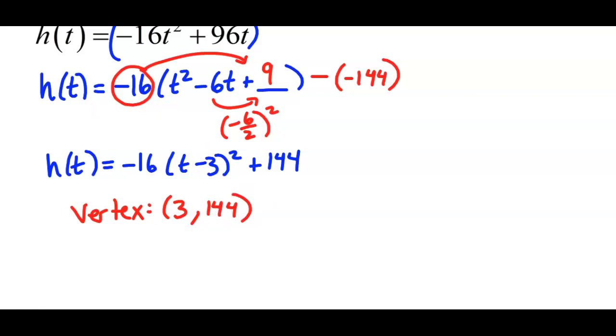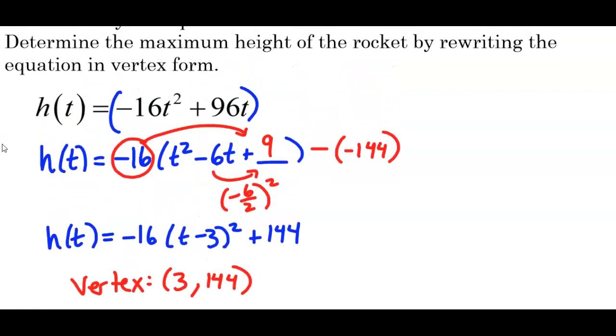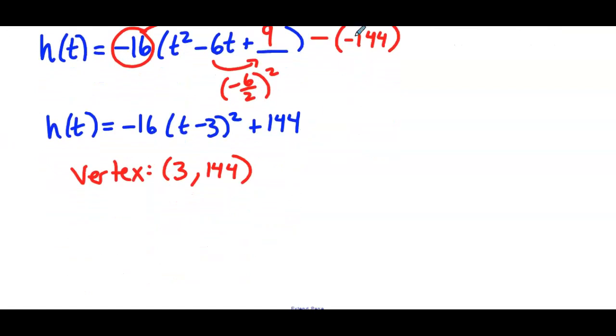Okay, so the question asked us to determine the maximum height of the rocket. So they're asking for the y value of the vertex. So 144 feet. If they asked when, well, that's the t value in this case, which is 3, right? It happens when we're at 3 seconds. Okay, so this is how we can use vertex form to answer some of those projectile motion questions as well.